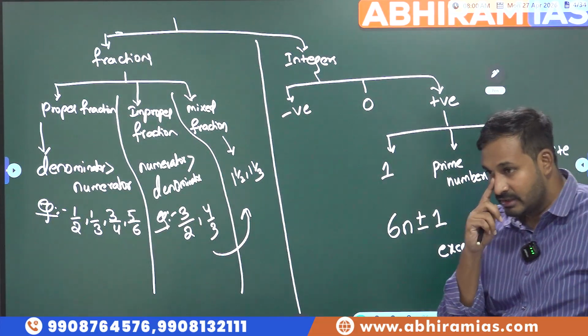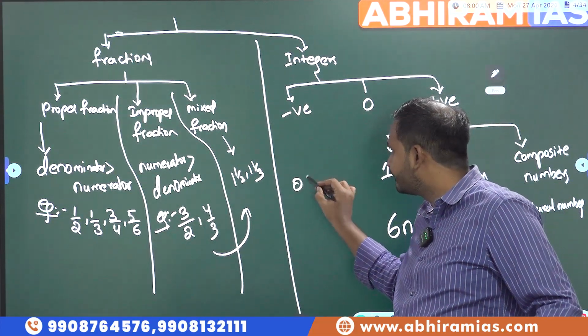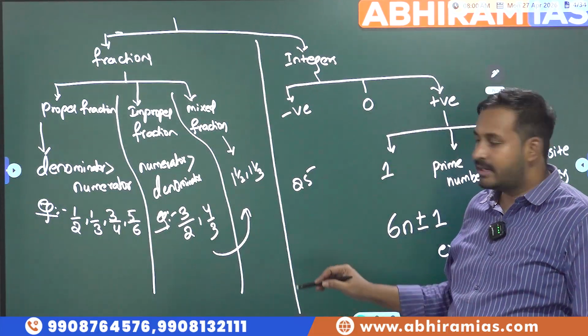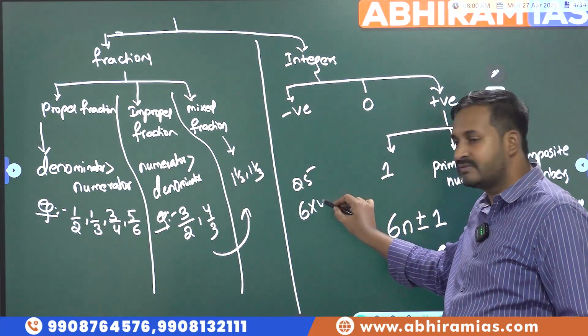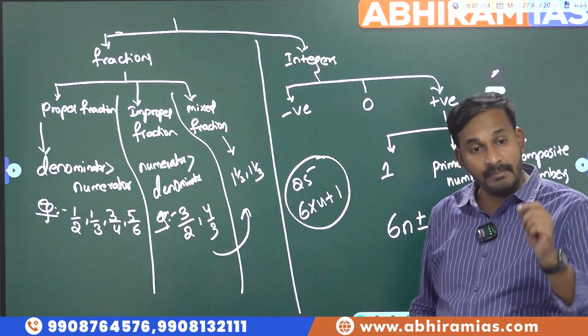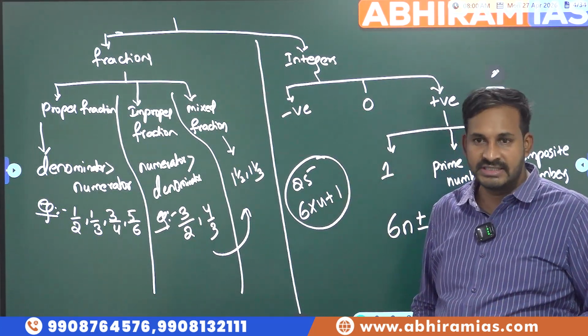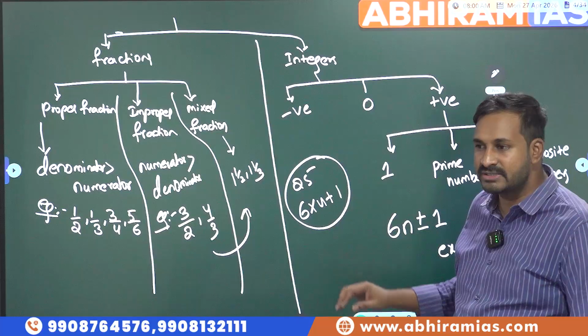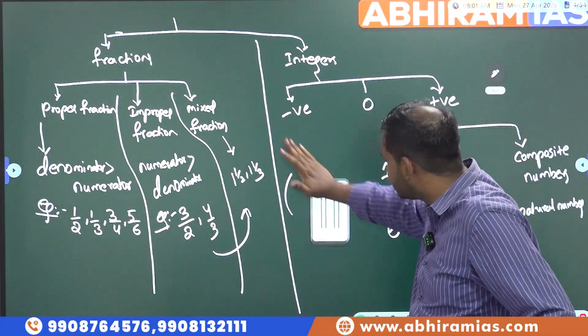How it is, I will tell you. See 25, it can be written as 6 into 4 plus 1, right? But is 25 a prime number? No. All prime numbers we can write as 6n plus or minus 1, but not all 6n plus or minus 1 are prime numbers. Simple logic.